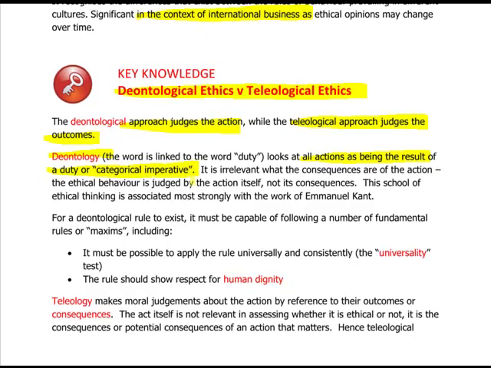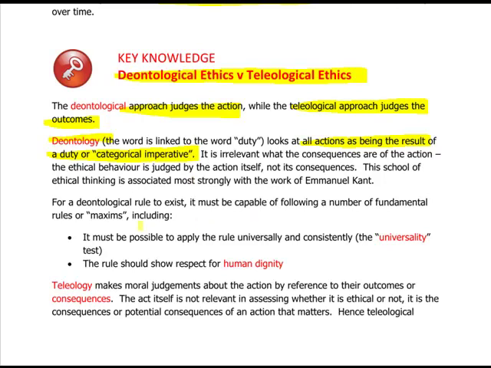Now, there must be some fundamental rules in that it must be possible to apply a rule universally and consistently. The rule should show respect for human dignity. What we mean by that is, would the action be viewed by others as moral or suitable? That's what you're trying to focus on.